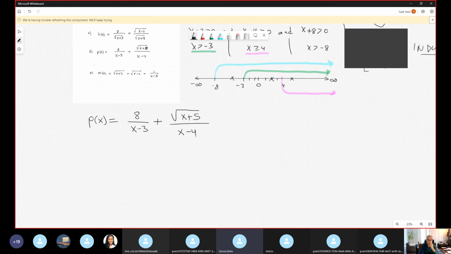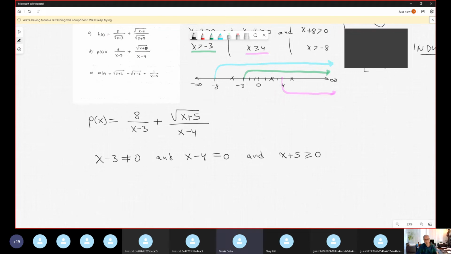The denominator different than 0. Distinct than 0. x minus 3, no 0, right? Yeah, no 0. And x minus 4, again, yes or no? Yes. Cool. And what is the last one? Restriction? The x plus 5, what? Greater than 0. Greater than or equal.